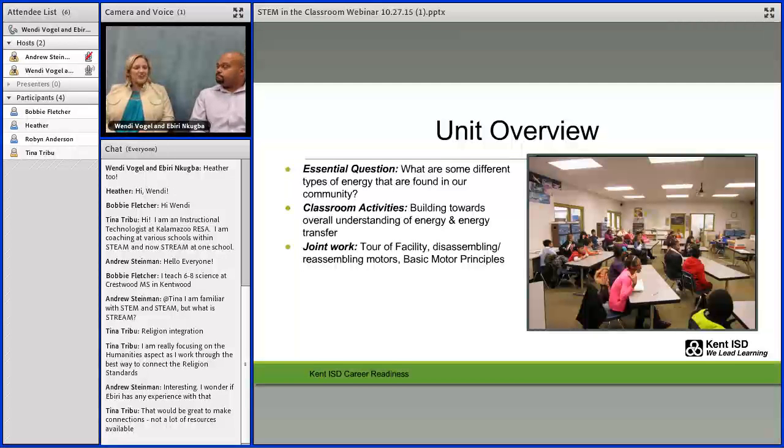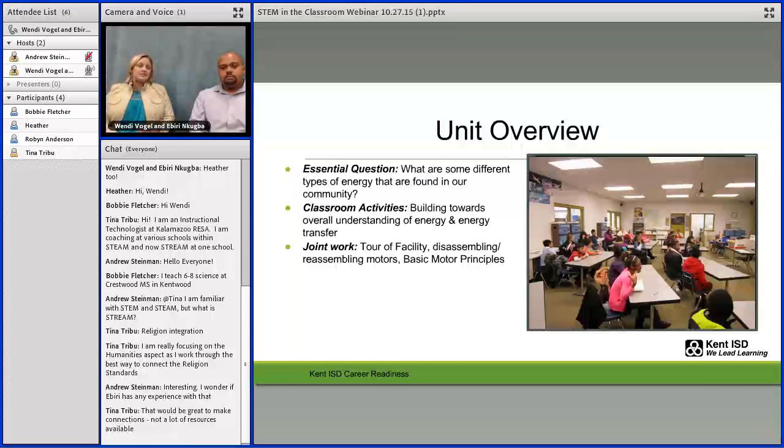Yeah. And then we decided that assembling and disassembling motors in your facility that you used to teach in, as well as touring that facility, would be a high engagement piece and fit very well into the unit. So that was sort of what we ended our unit on, was that piece. So that's kind of the overarching idea.